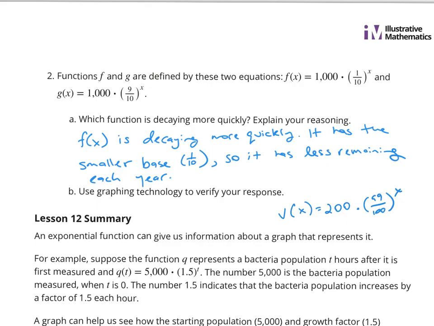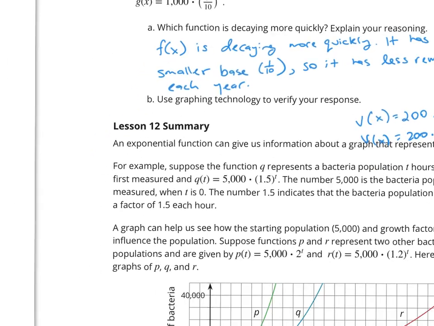And then vice versa, if we had v of x equals 200 times 1 over 100 to the x power, what would this graph look like? Well, this graph would go to 0 very, very quickly because it's losing a lot of its value as x increases by 1. Not much is left behind. So this is going to almost drop to 0 immediately, and then it flattens out over time.